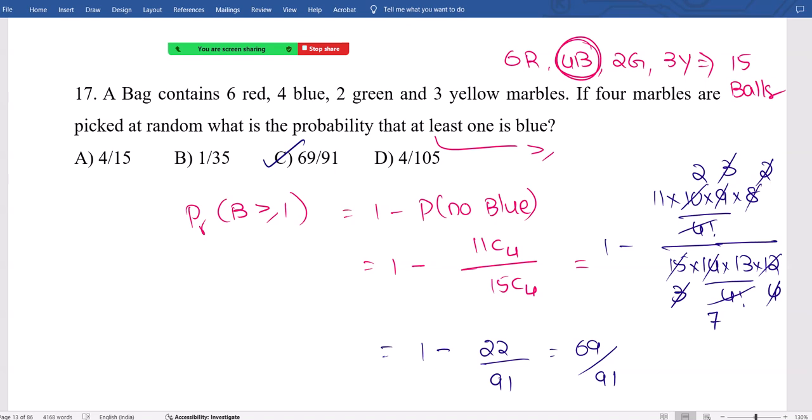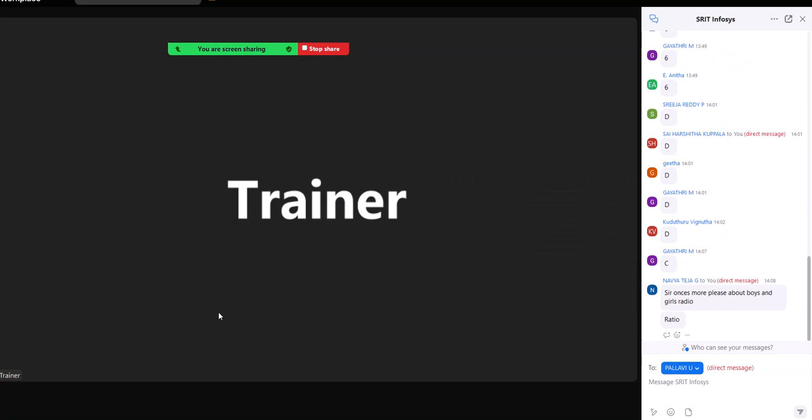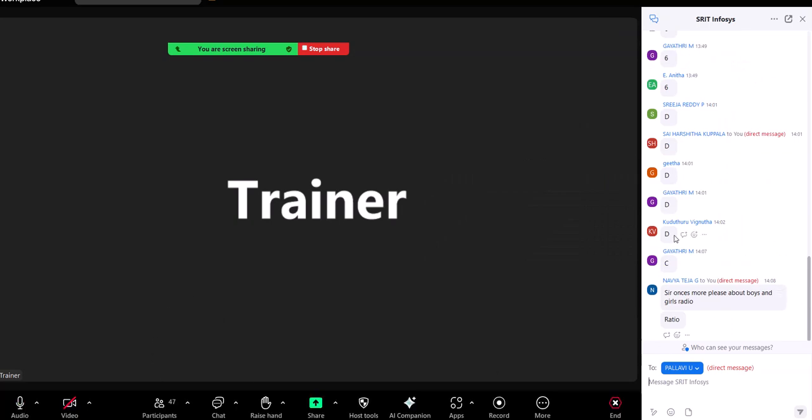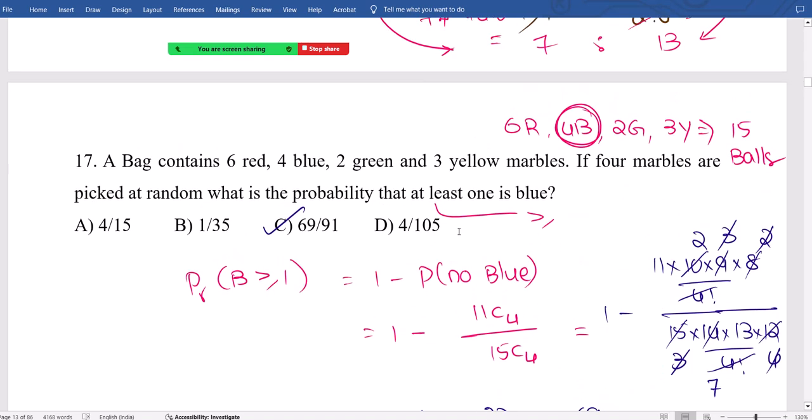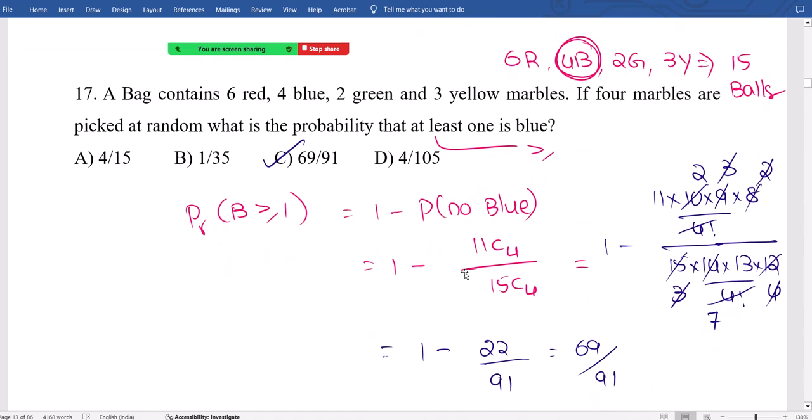Right? See, at least one is blue. I have to go for 1 blue, 2 blue, 3 blue, 4 blue likewise. Instead of that, what I am doing, I am taking 1 minus, there is no blue. Yeah, one more time, boys and girls question. Yeah, fine. After this, I'll again give you the idea. I believe you people understand this question.